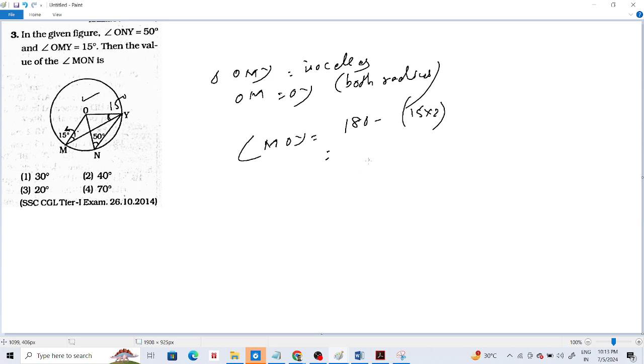তাহলে এটা যদি 15 হয় এটাও 15, তাহলে অ্যাঙ্গেল এমওওয়াই কি হবে, 180 মাইনাস 30, দ্যাট ইজ 150। ওকে। আমাকে বার করতে হবে অ্যাঙ্গেল MON। এবার ইন ট্রায়াঙ্গেল, MOY 150। দেখো এই ট্রায়াঙ্গেলে এন তো ওওয়াই, পারপেন্ডিকুলার। কি পারপেন্ডিকুলার আবার, স্যার এই পারপেন্ডিকুলার সেন্টার আবার কি?